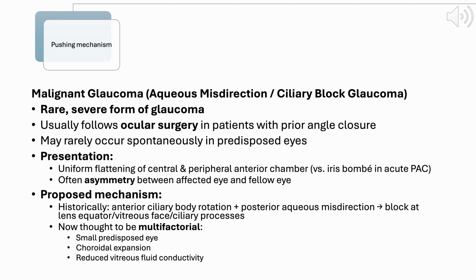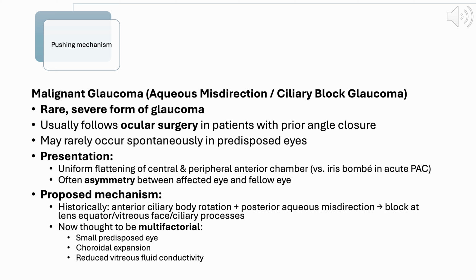Clinically, the presentation is distinct. There is uniform flattening of both the central and peripheral anterior chamber, unlike the iris bombé configuration seen in acute primary angle closure. Importantly, you may notice asymmetry between the affected and the fellow eye.